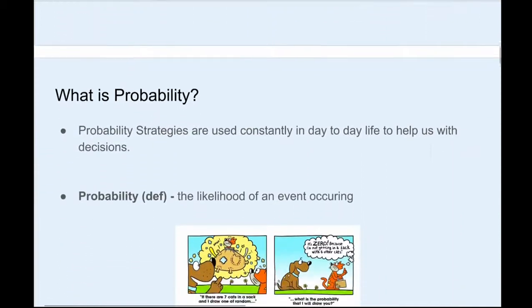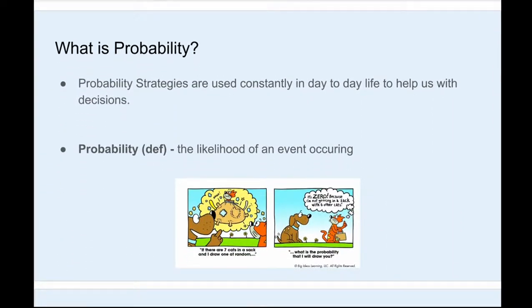So what is probability? Well, probability strategies are used constantly in day-to-day life to help us with decisions. You may think of it as the chance of rain, or the chance that there's going to be traffic, or anything like that. And I'm sure you can think of a few other ones where probability could come into play. Probability, as a definition, is the likelihood of an event occurring. So how likely is an event going to happen?